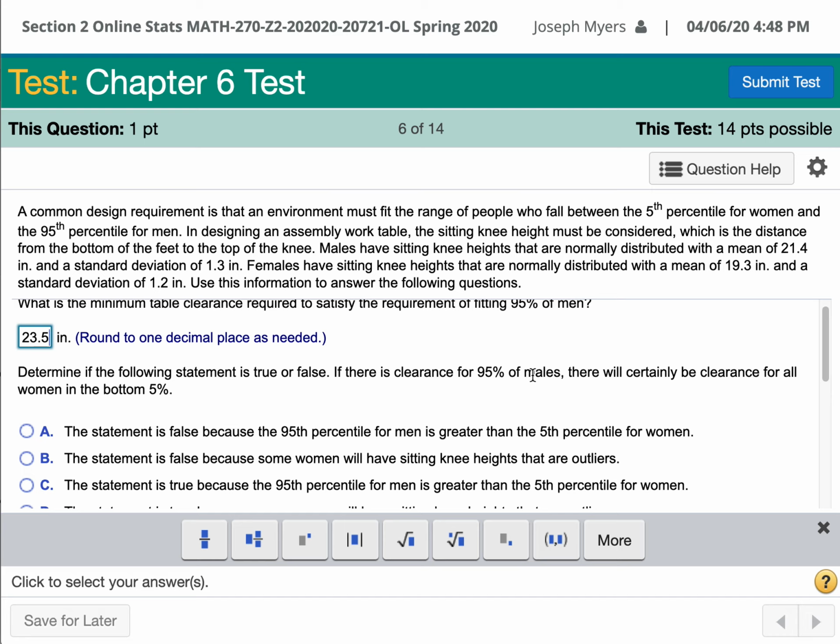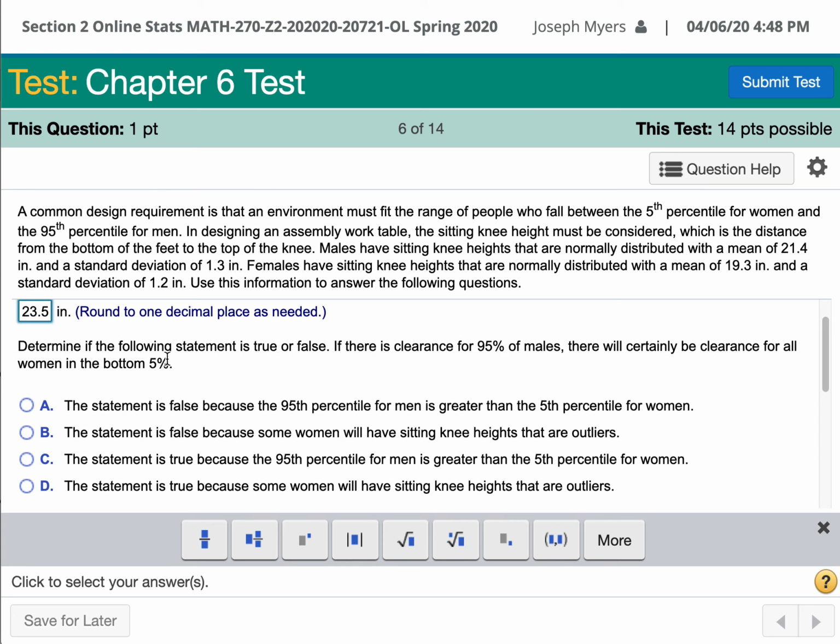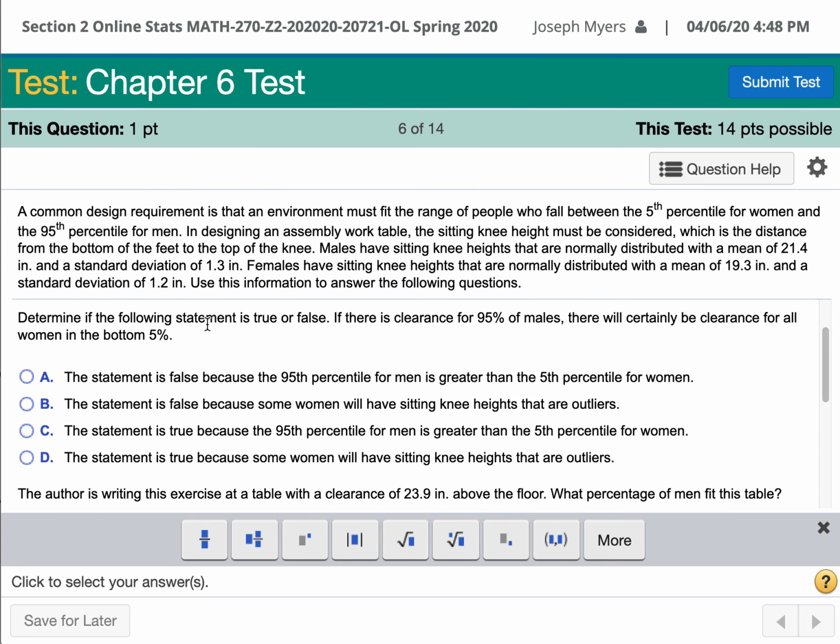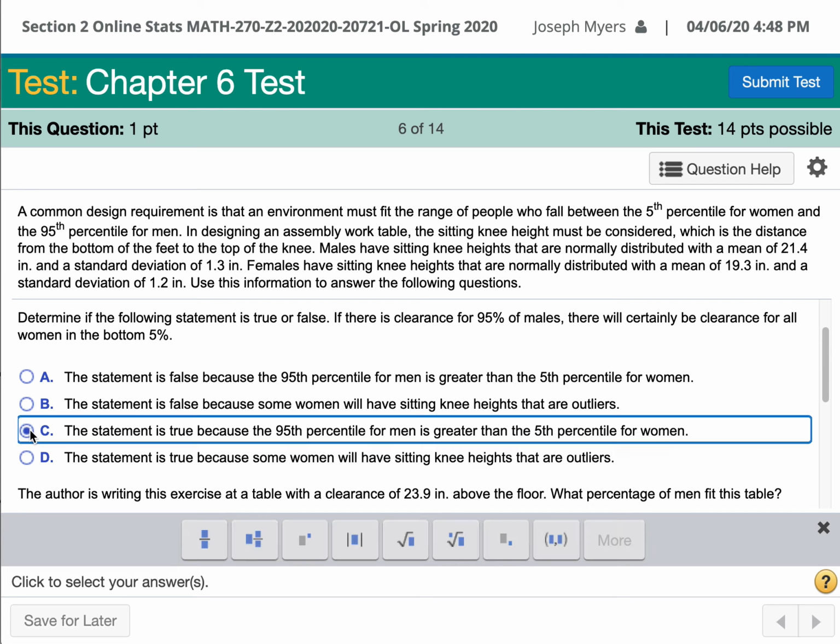Well, if the table is tall enough so that 95% of men can fit their knees under it, then that includes even some of the taller men. Not the very tallest, but even a lot of the taller men will be able to fit their knees under it. So that would include the women in the bottom 5%. So that statement would be true because the 95th percentile for men has longer knees or is greater than the 5th percentile of women who would have shorter lengths of knees.